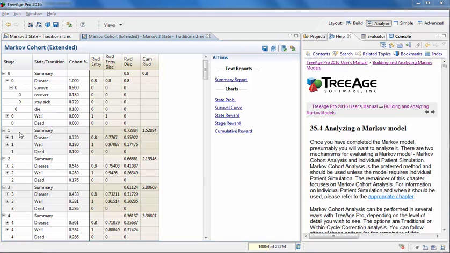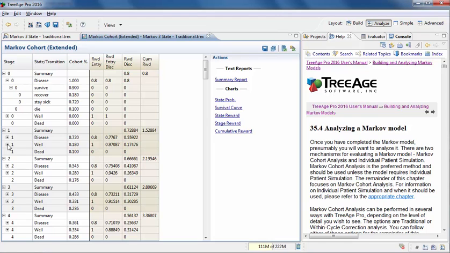Next, let's consider stage 1 and see how the cohort flows in from stage 0. From those who survived in stage 0, we know that 72% are going to stay sick. And so we see that here in the disease state. From survive in stage 0, we know that 18% were going to recover. And here they are in the well state. We also know that 10% of those that were in the disease state are going to die, and they appear here in the dead state.